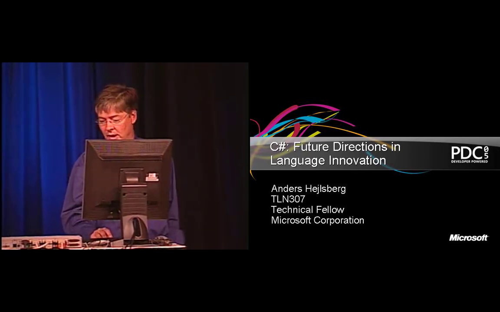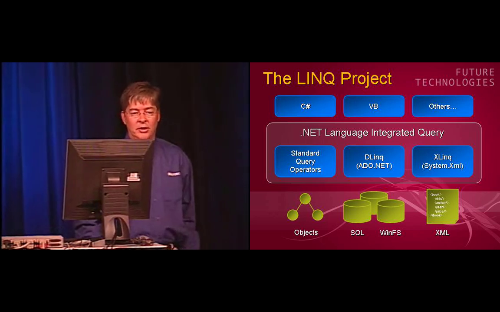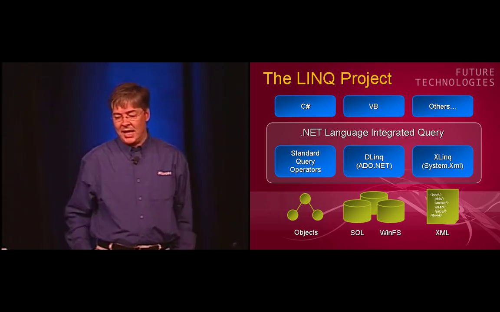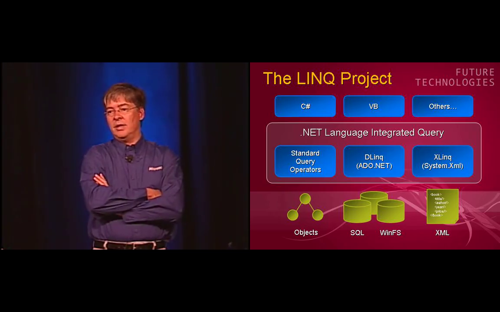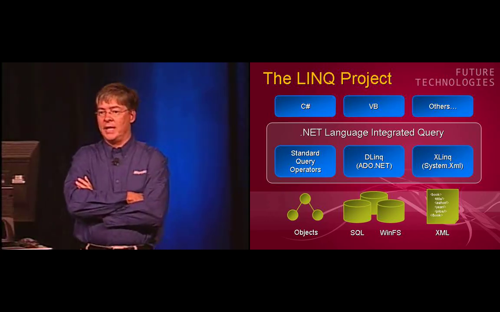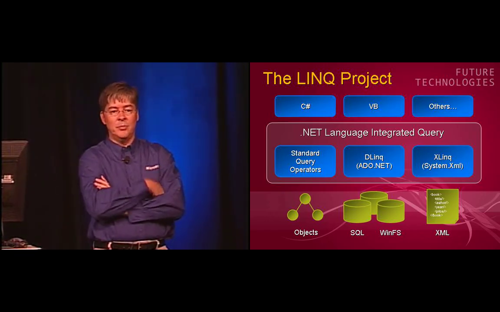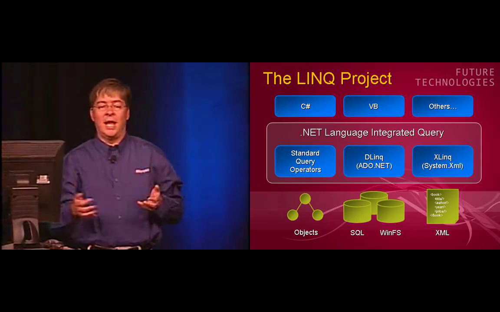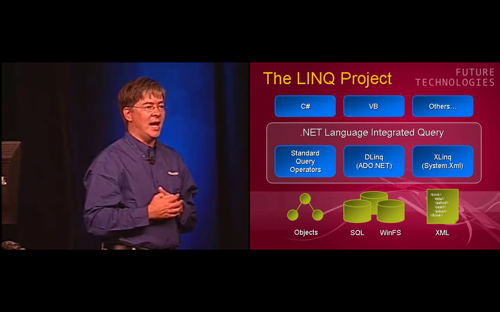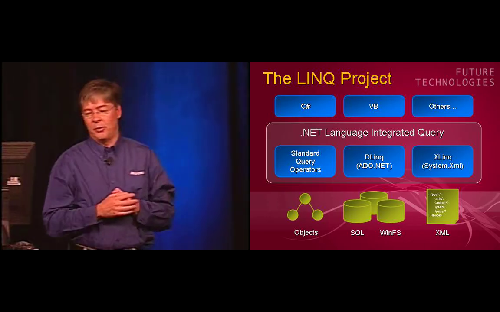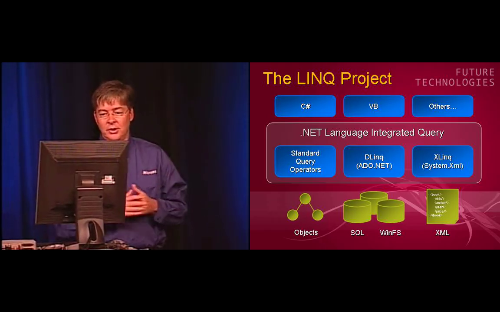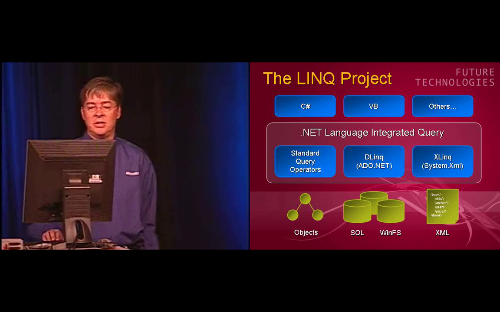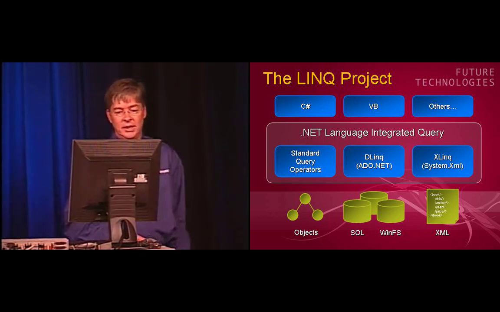Just to recap again what the Link project is for those of you who weren't here previously. It's basically about adding language integrated query to .NET programming languages and APIs to make set, query, transform operations first-class notions in .NET in the same way as classes and objects are first-class notions. And so we have a series of language extensions to C# or VB. We have a series of APIs that take advantage of these language extensions.